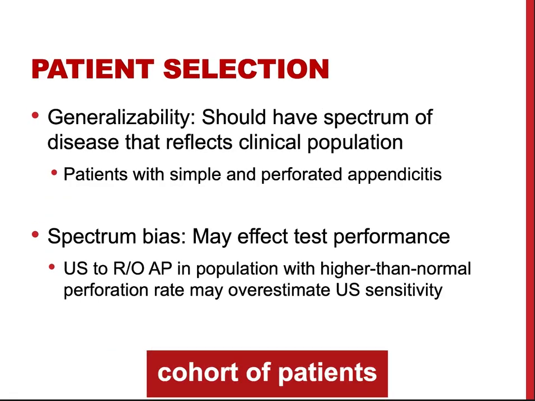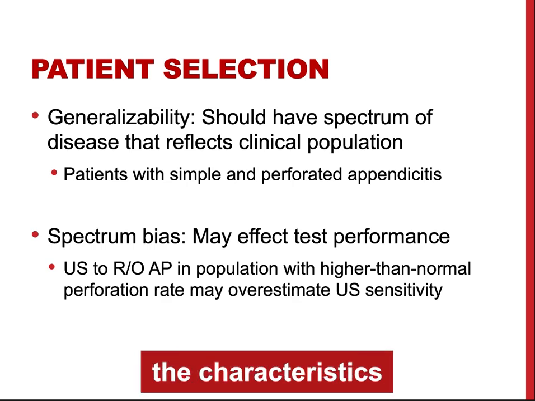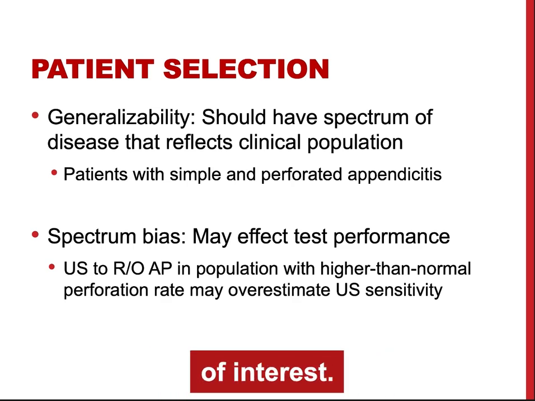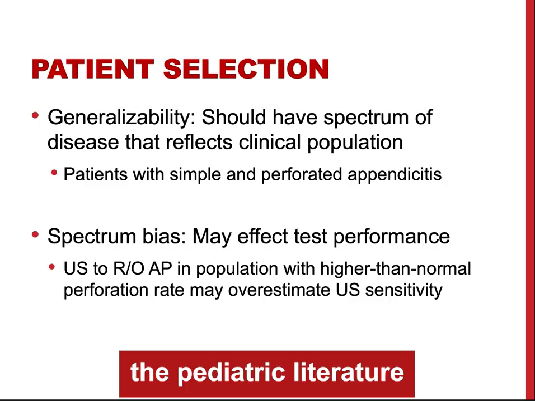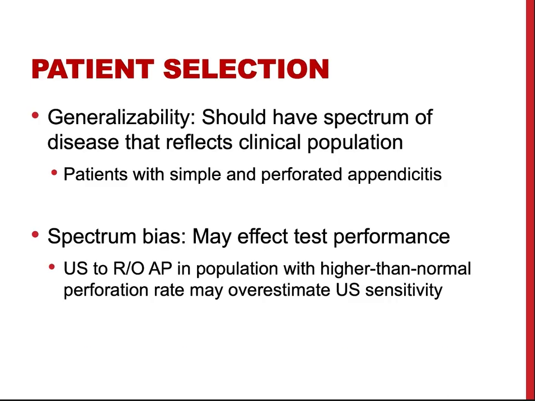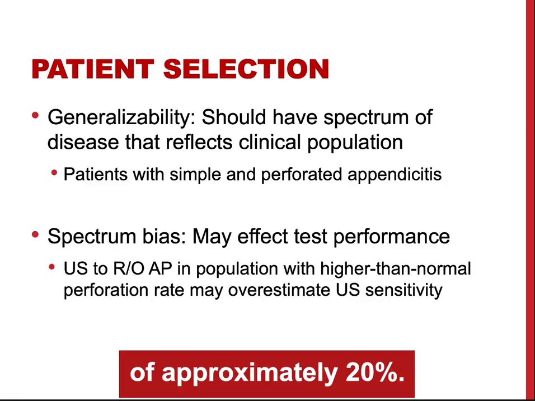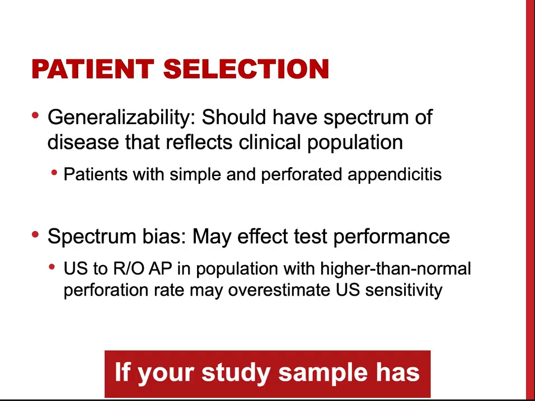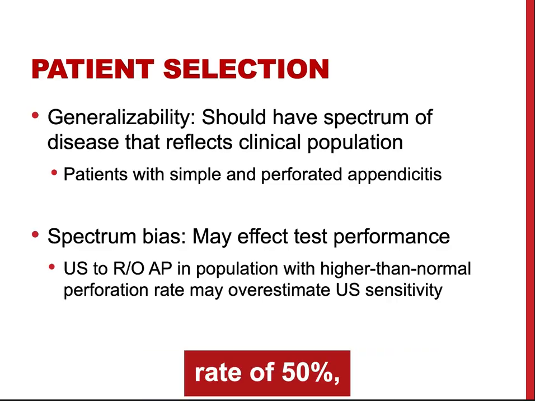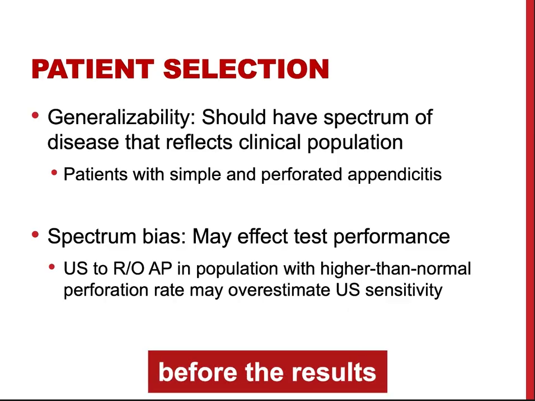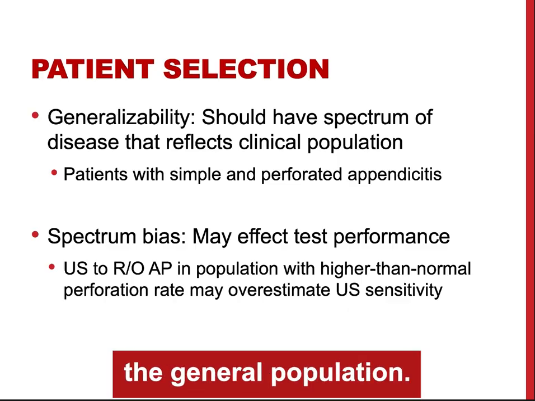The study cohort of patients with suspected disease should reflect the characteristics of the population of interest. For example, the pediatric literature on children with suspected pneumonia has a positive chest X-ray rate of approximately 20%. If your study sample has an X-ray positivity rate of 50%, something is different about them that needs to be addressed before the results can be generalized to the general population.